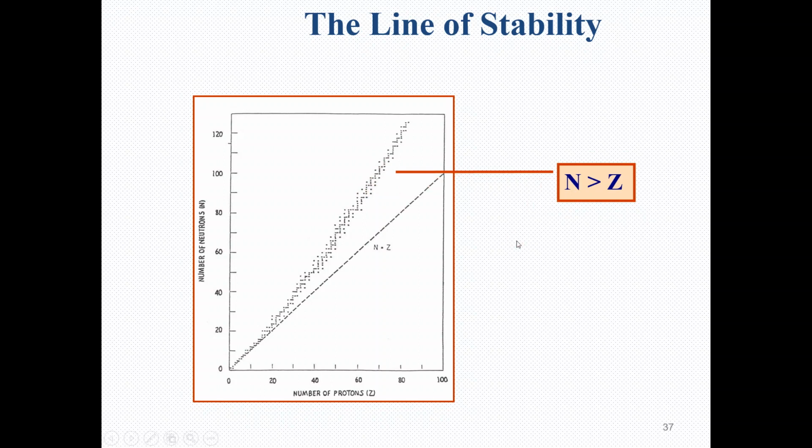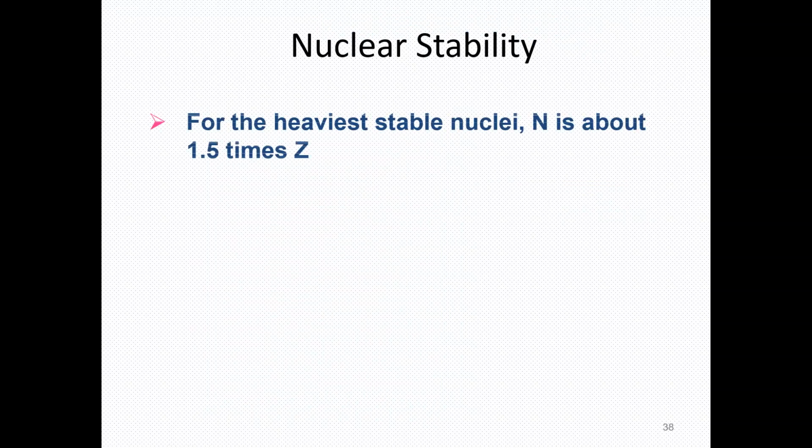Let's have further discussion on this line of stability and what it has to do with nuclear stability. You should remember that for the heaviest stable nuclei, the number of neutrons is about 1.5 times the number of protons. If we have a heavy nucleus and we want it to be stable, it doesn't matter simply whether neutrons are greater than protons, but the condition is that the heaviest nucleus will remain stable if the number of neutrons it contains is about 1.5 times the number of protons.